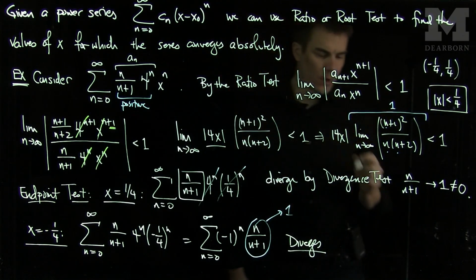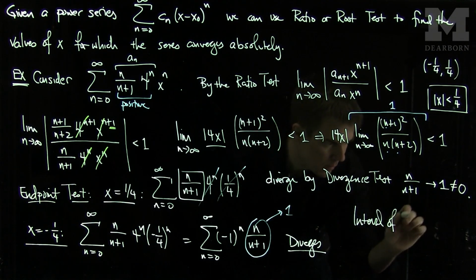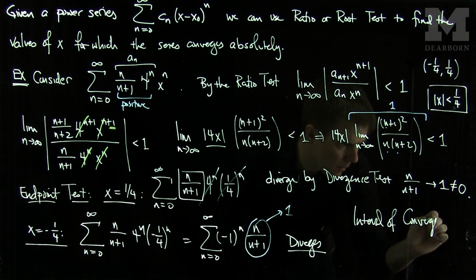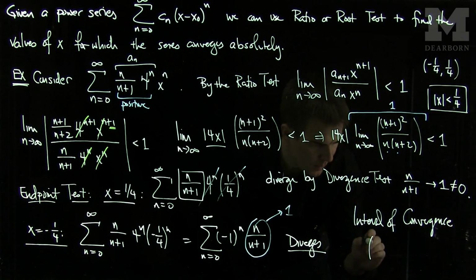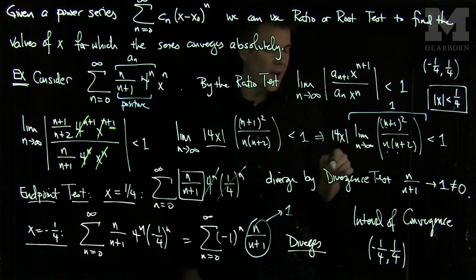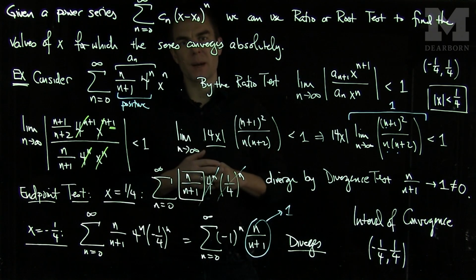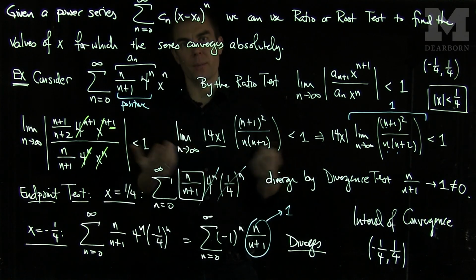So neither endpoint works, and our interval of convergence is negative 1/4 to positive 1/4. This is an example where neither endpoint is in the interval of convergence, but there are also examples where one endpoint is included or both endpoints are included.